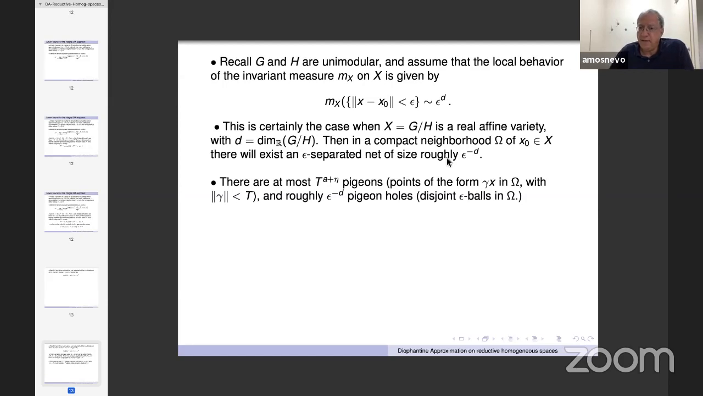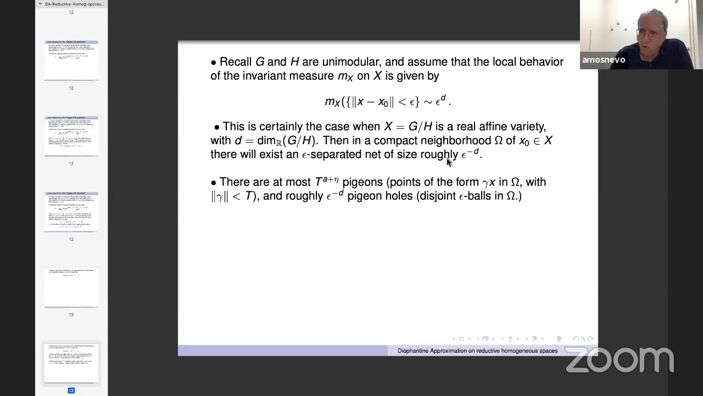And so in this compact neighborhood omega of x naught, there will exist an epsilon separated net of size roughly epsilon to the minus D. This is a fact we're all familiar with in Euclidean space, or a manifold, or a compact neighborhood inside a manifold. And that means that there are at most T to the A pigeons, namely points of the form gamma x in omega whose norm is less than T, and roughly epsilon to the minus D pigeonholes, namely epsilon balls in omega.